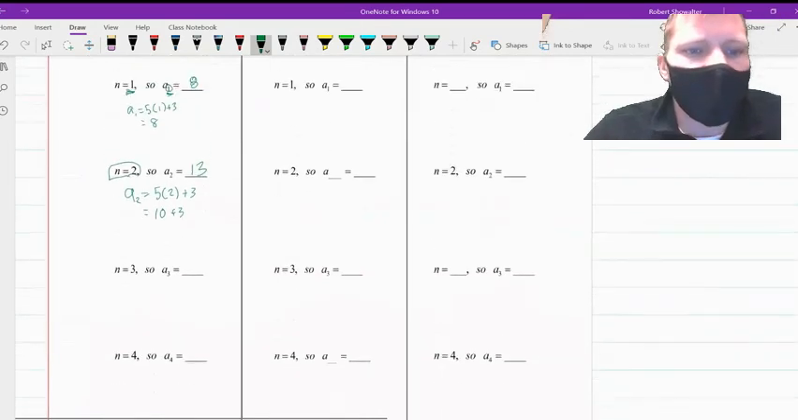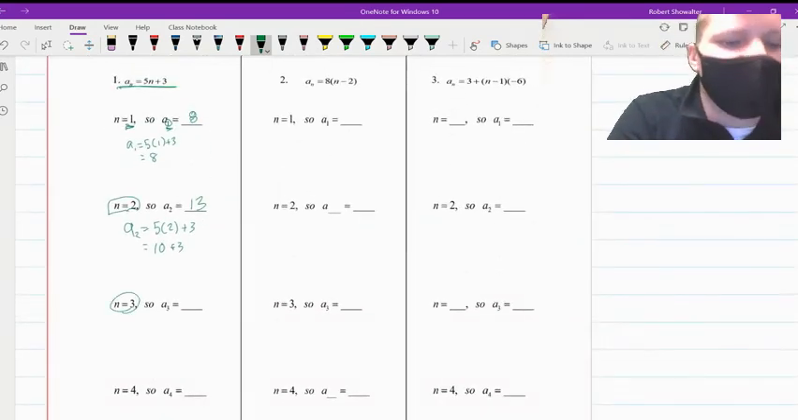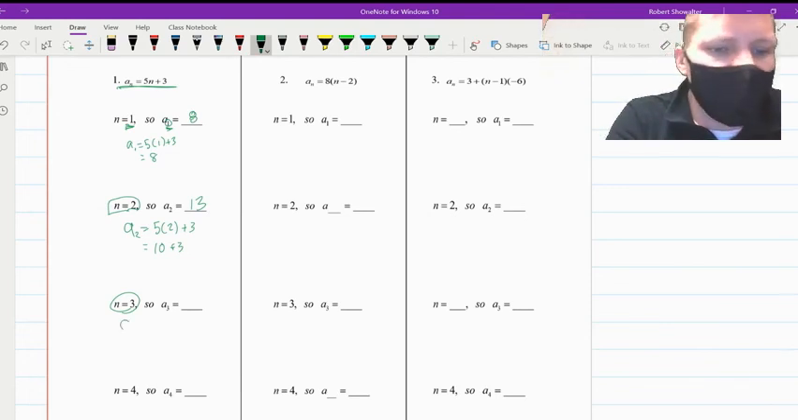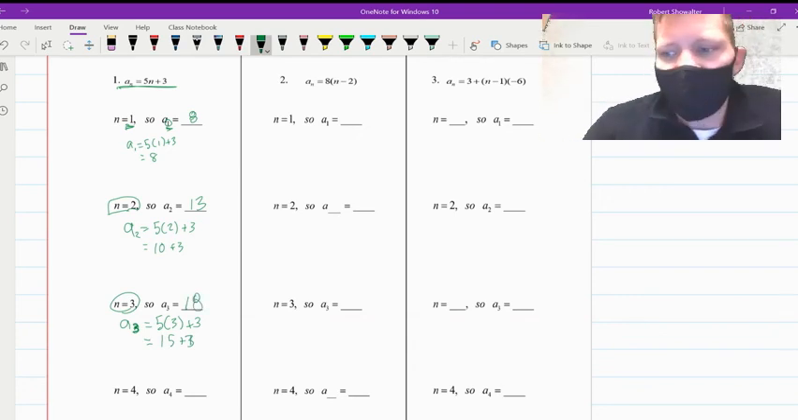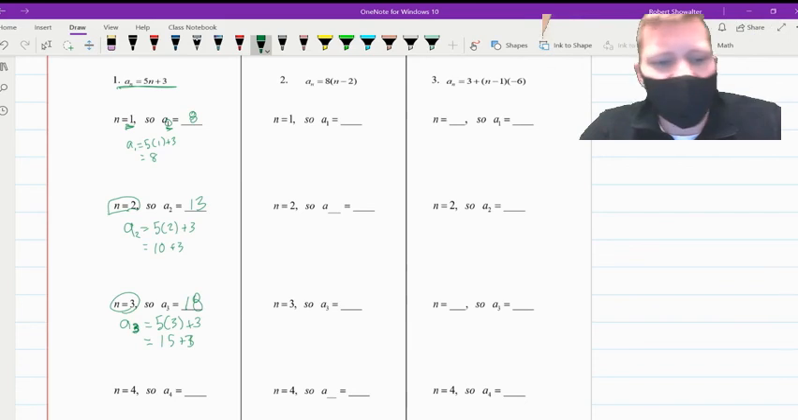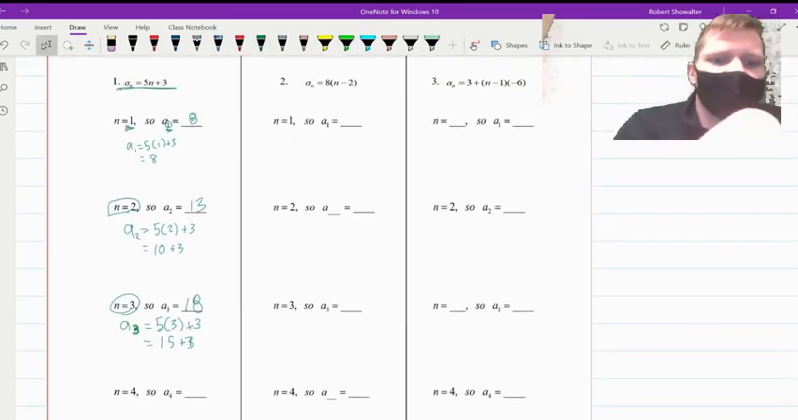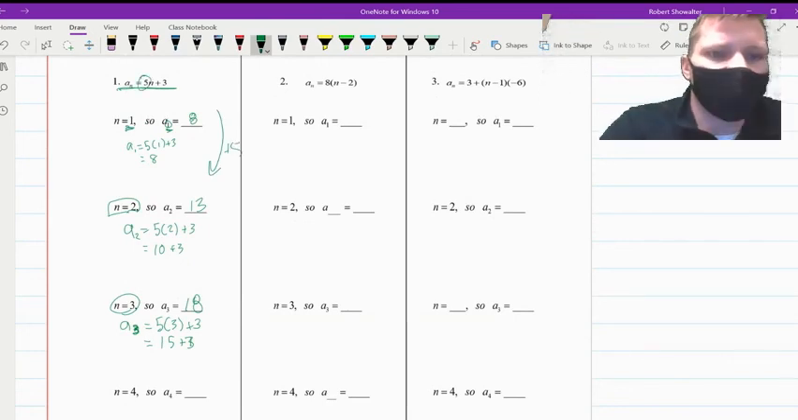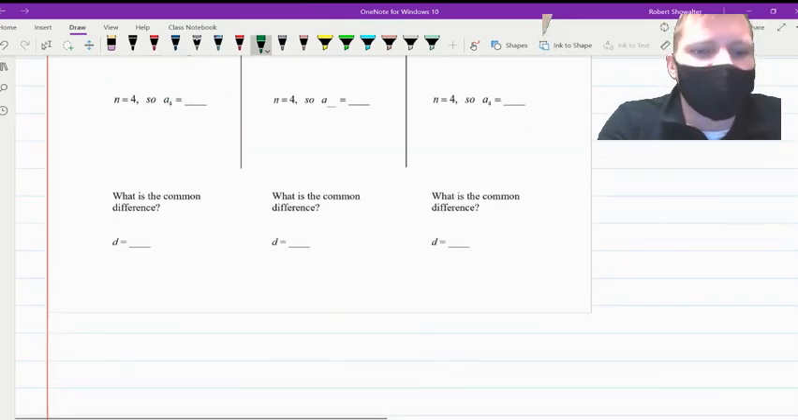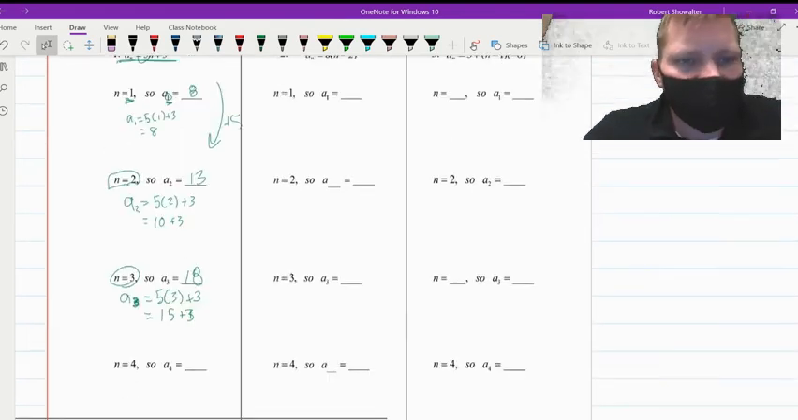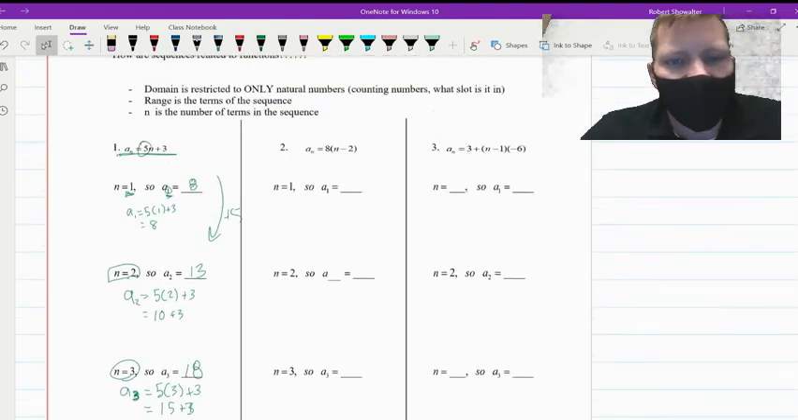Let's continue with the third one. What happens if we want to find the third term in the sequence using the explicit rule? So we substitute 3 in for n, and we put 5 times 3 plus 3, which would be 15 plus 3, or 18, meaning A sub 3 is 18. We're going to skip this last one, this n sub 4. But what's the common difference on this? You'll notice that you could say, it's plus 5 here, but it's also listed in the same spot that our slope would be listed if this was a y equals mx plus b setup.